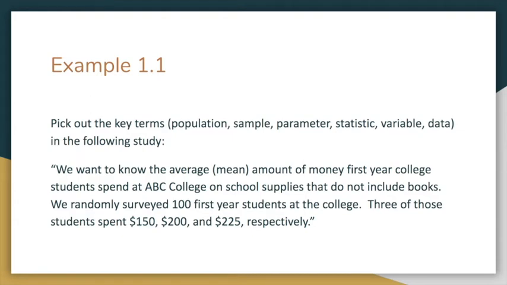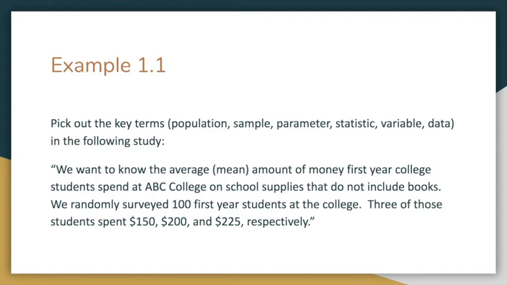So first thing we want to figure out is what's the population here? Well, we're specifically told we want to know the average for first-year college students at ABC College. So our population is all of the first-year college students at ABC College. Our sample would be the ones that we specifically spoke to. We randomly surveyed 100 first-year students, so the sample would be the 100 first-year students.